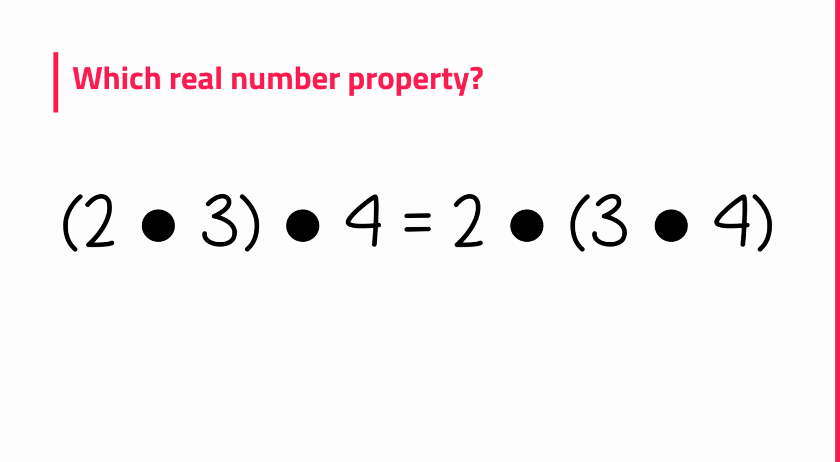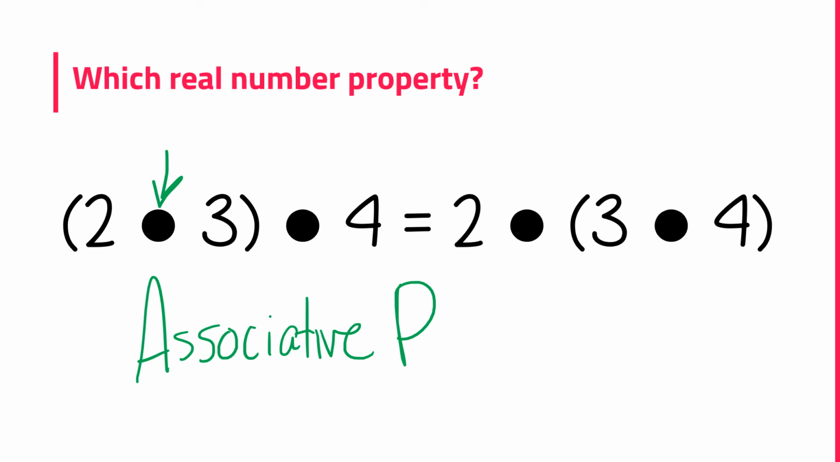Let's try this one. Okay, first make note. We're multiplying. So look through the property list at the multiply options. Notice 2 and 3 we're associating one day, and then 3 and 4 we're associating the next day. We're dealing with the associative property. Which one? Well, we're multiplying, so of multiplication.